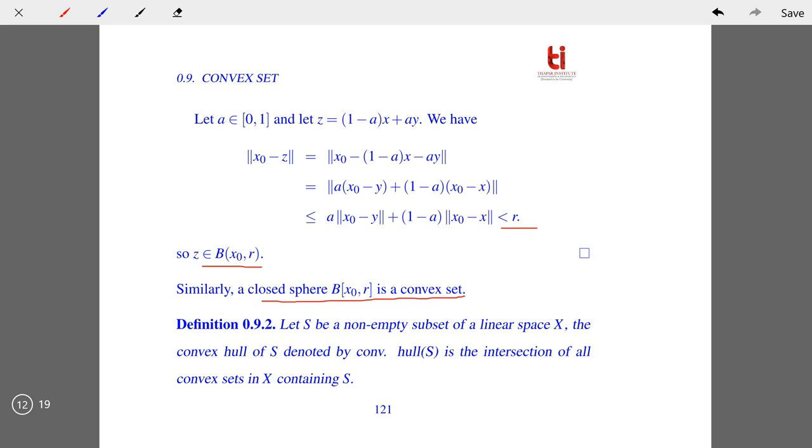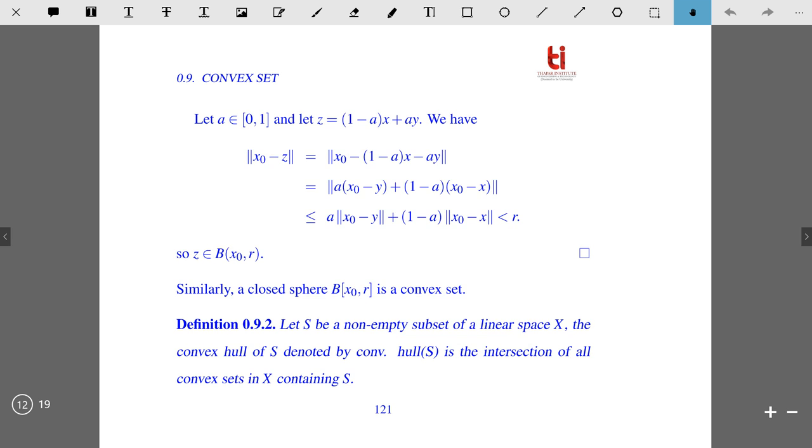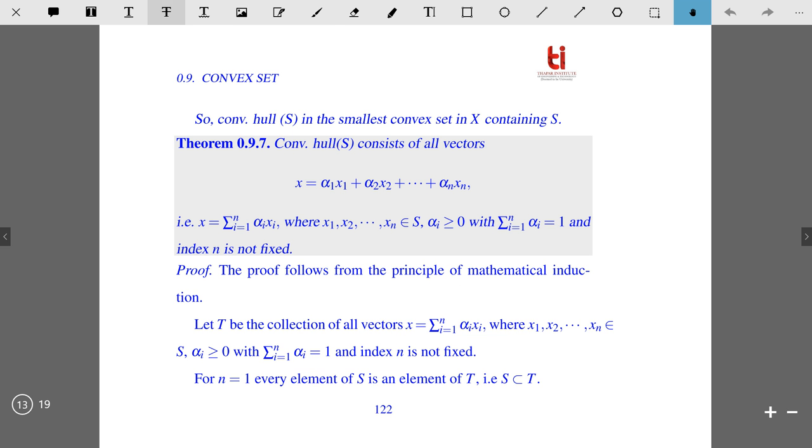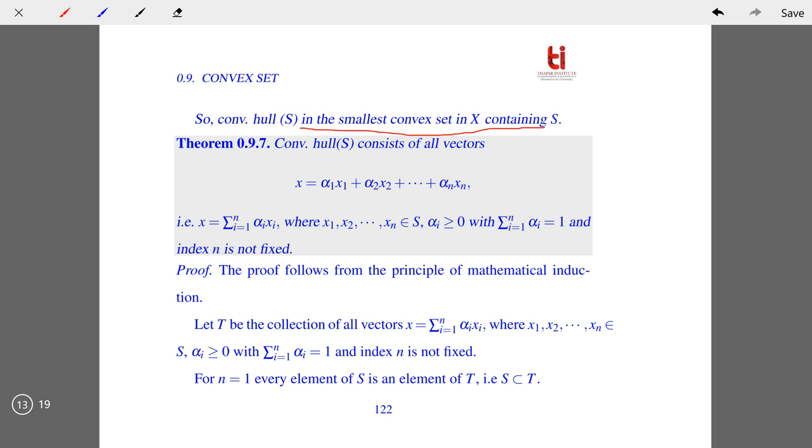So now we'll discuss the definition of a convex hull. Let S be a non-empty subset of a linear space X. The convex hull of S is denoted by conv(S), or sometimes it is denoted by co(S). It is the intersection of all convex sets in X containing S. So you can say that the convex hull is the smallest convex set in X containing S.